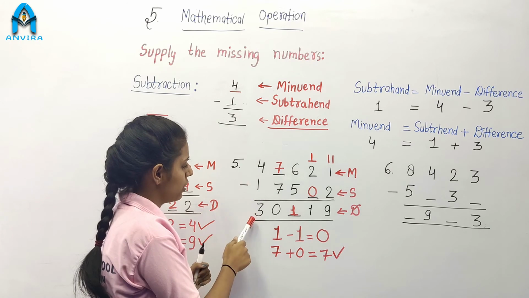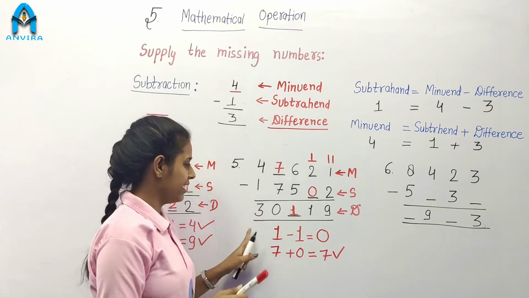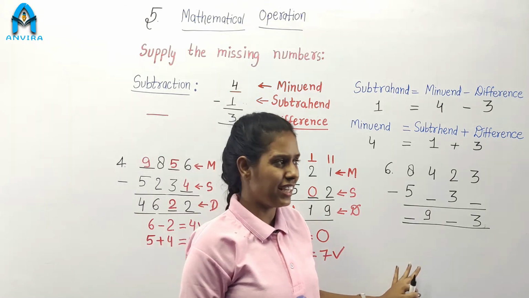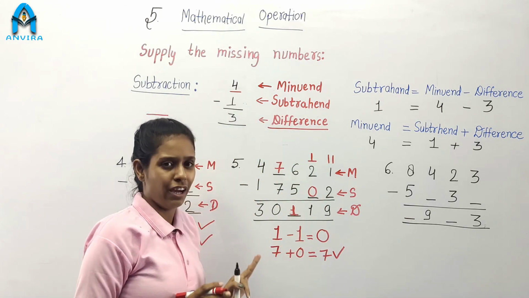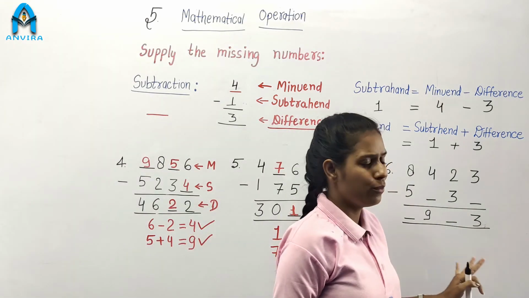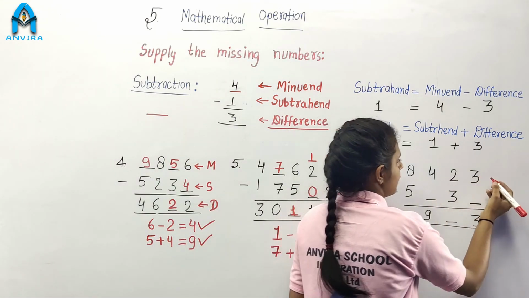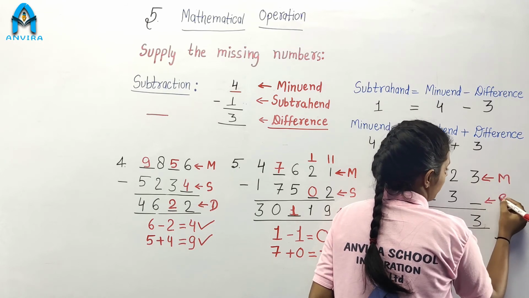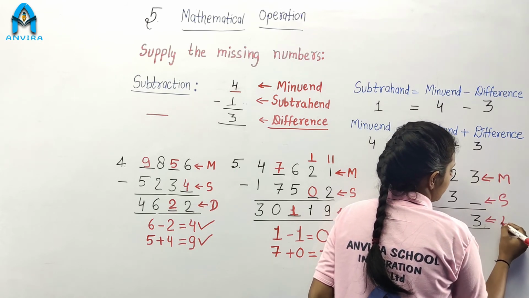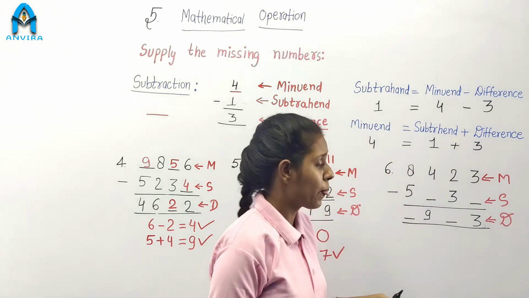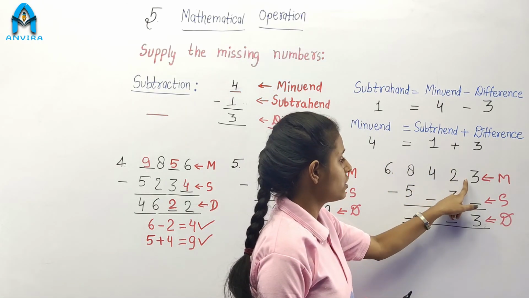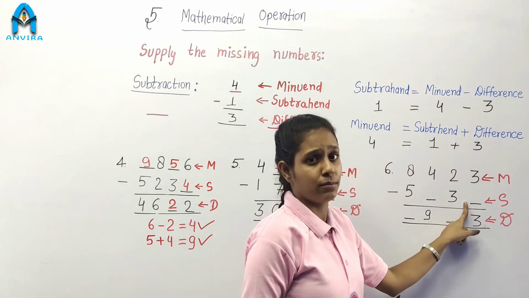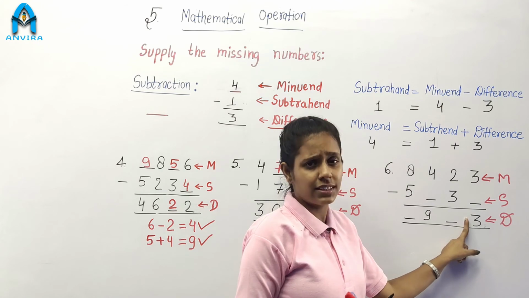4 minus 1 is equal to 3 is done for us. Now let's go to the next. All missing numbers are filled. Let's go to the next. This is minuend, this is subtrahend, and this is difference. Let's start. In the first case, minuend is given, subtrahend is missing, and the difference is given.